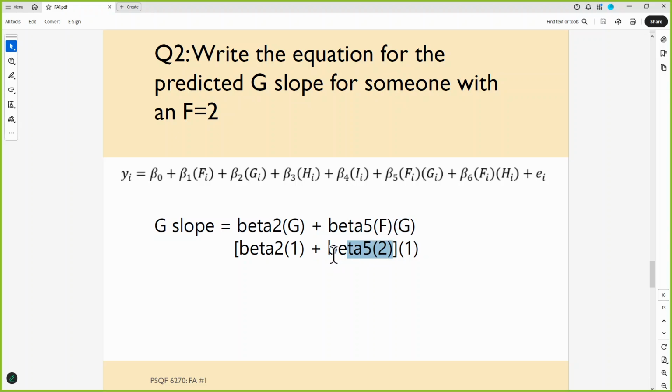Yes, so we have beta 2 here exclusively. And we know that F would be equal to 2, so here this is F equals 2. And here it is 1 because we are taking the slope. It's been factored out. Yes, it's been factored out.